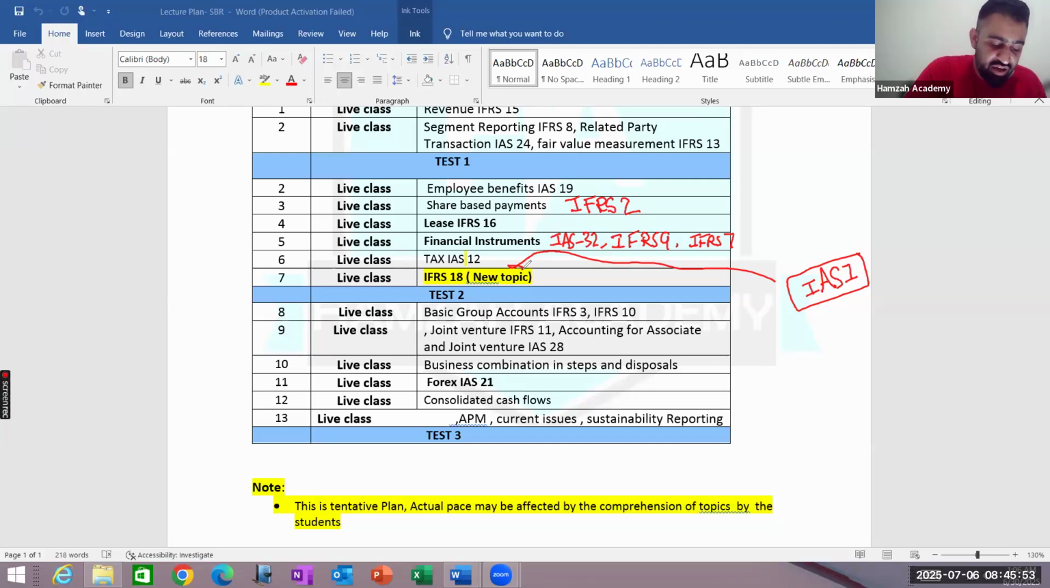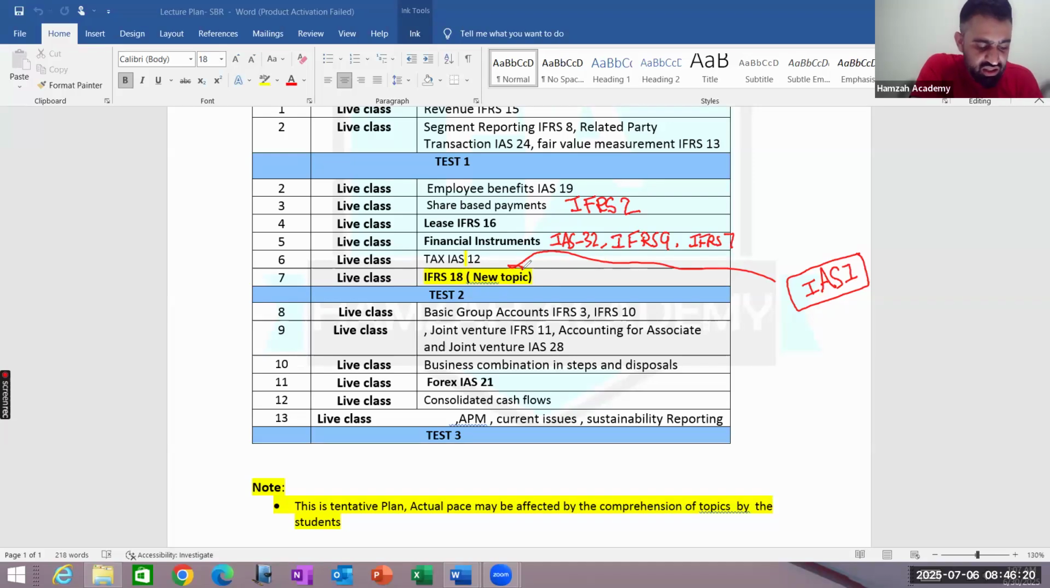We will have Forex, IAS 21, which includes the foreign subsidiary as well. If you have acquired a company or a foreign operation, and we have control over that foreign operation, how to consolidate it, and what issues we have to cover in the consolidation of a foreign subsidiary, we will discuss in IAS 21.